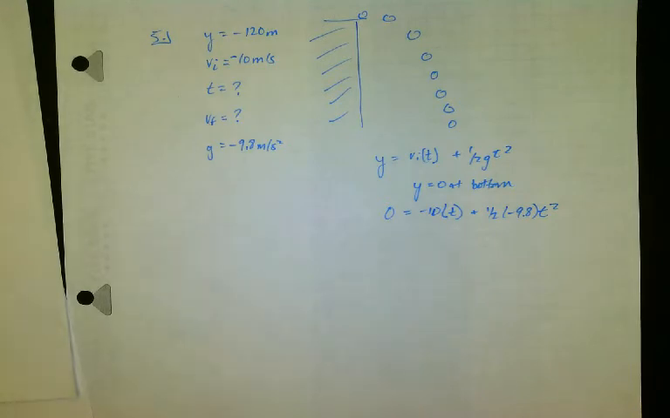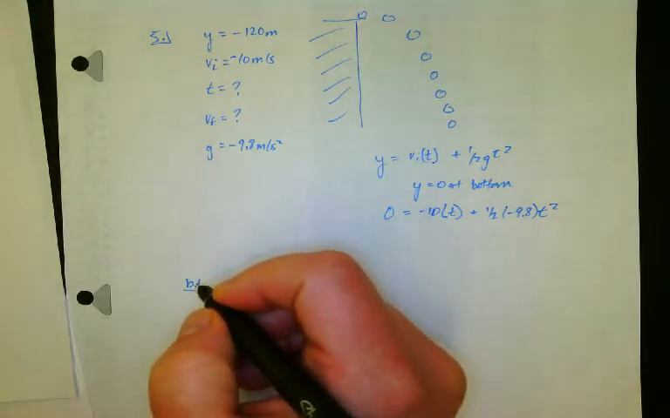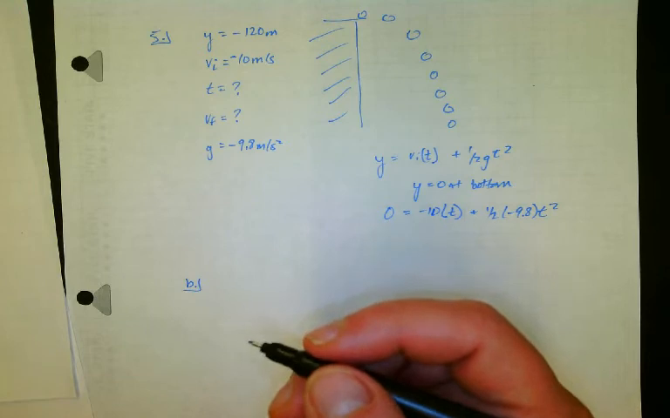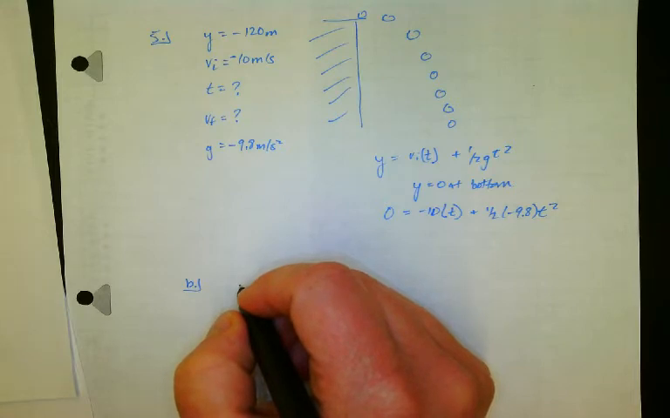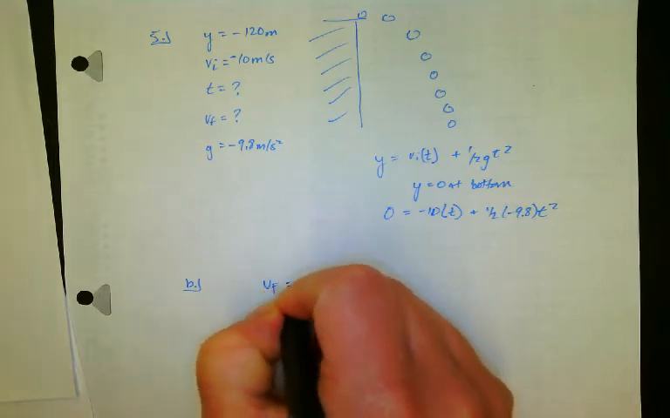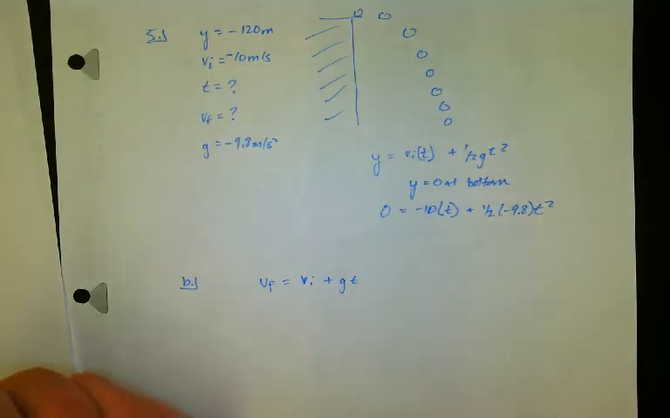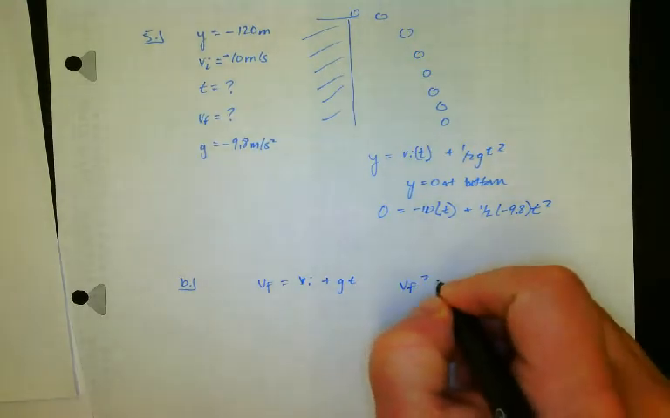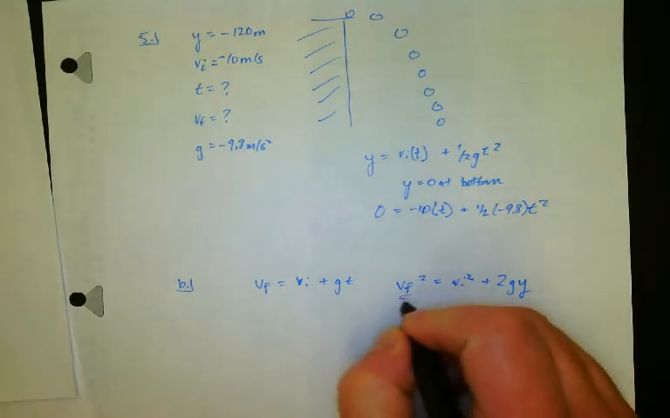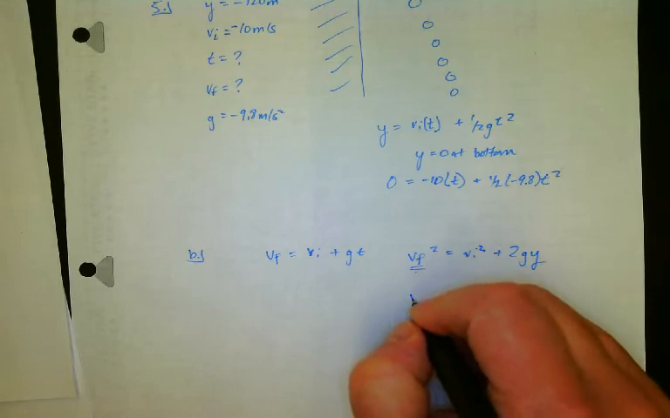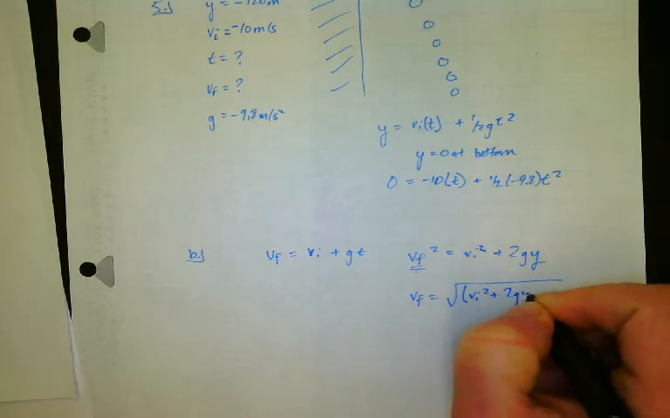You want to try that? Sure. Let's look at B. It says, how fast is the ball going at the moment of impact? At the moment of impact, you could say VF equals VI plus GT. We don't have time, so that is not an option. However, we could use VF squared equals VI squared plus 2GY and find VF there. That's going to work for us.